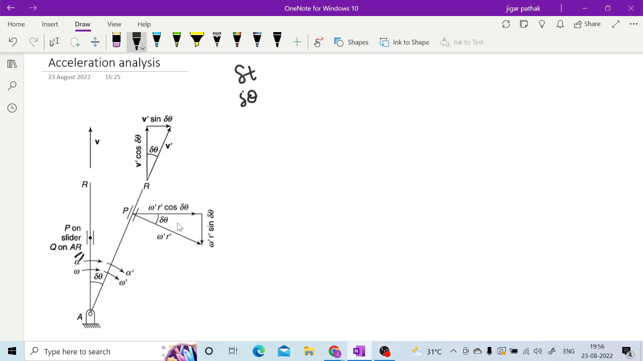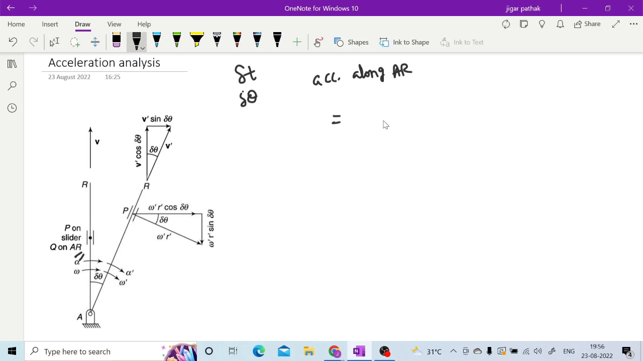So now if you calculate the acceleration along AR, then you must have an idea about the velocities along AR, right, at a particular instant in which it is vertical, right, and at the instant when it is moved by delta theta.